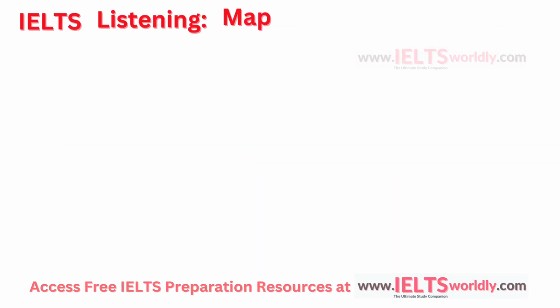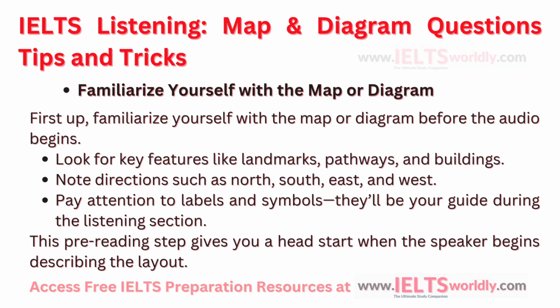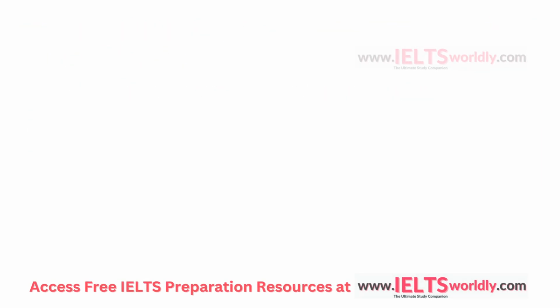Let's get started. Familiarize yourself with the map or diagram. First up, familiarize yourself with the map or diagram before the audio begins. Look for key features like landmarks, pathways, and buildings. Note directions such as north, south, east, and west. Pay attention to labels and symbols. They'll be your guide during the listening section. This pre-reading step gives you a head start when the speaker begins describing the layout.